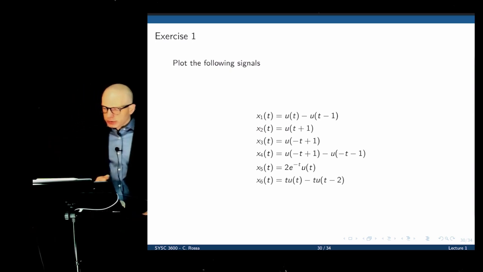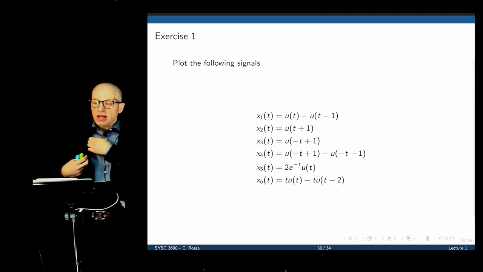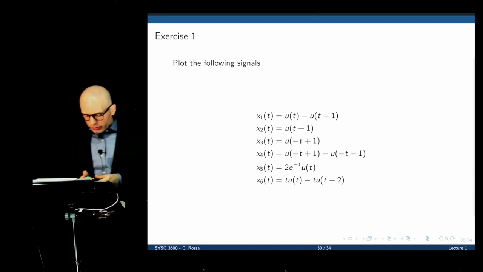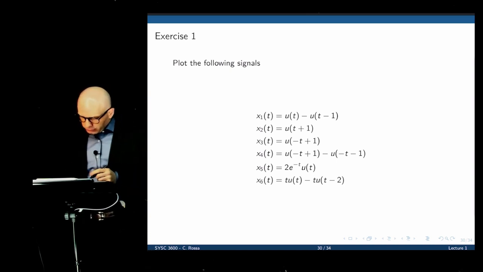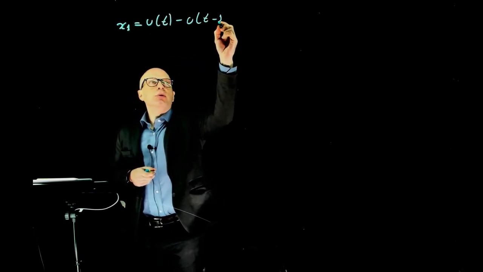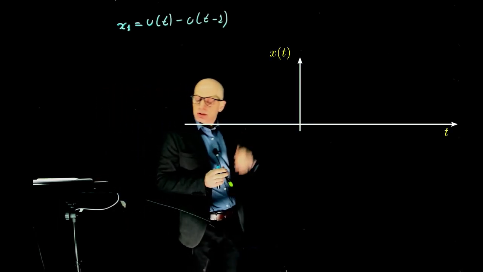So let's see how we can do them. Let's start with the first one. X1 is equal to the step function minus a step function delayed by a time t minus 1. How are we going to do that? So let me write this expression here. Let's see how many we can do. We have 5 minutes left. So x1 equals u of t minus u of t minus 1. How can we represent this function mathematically?